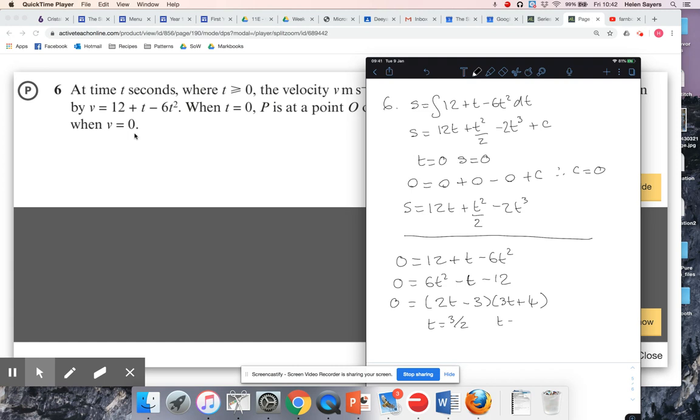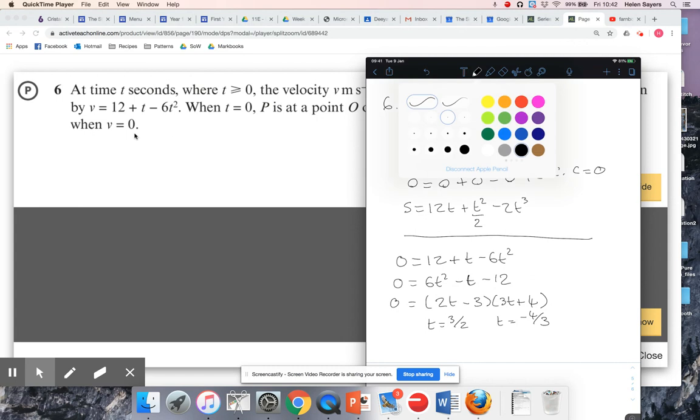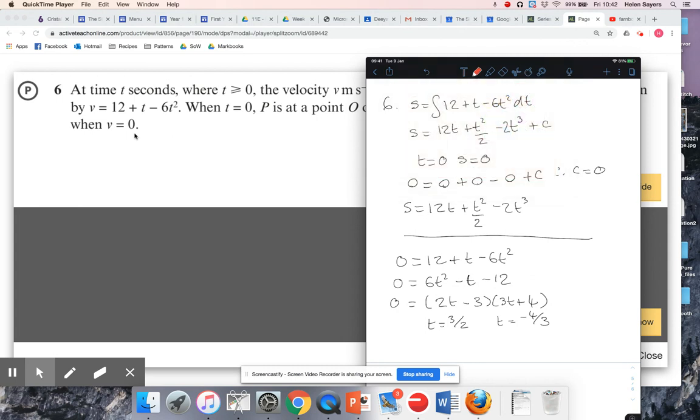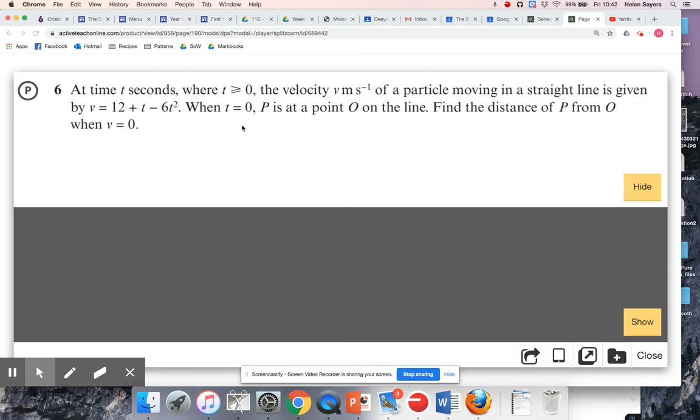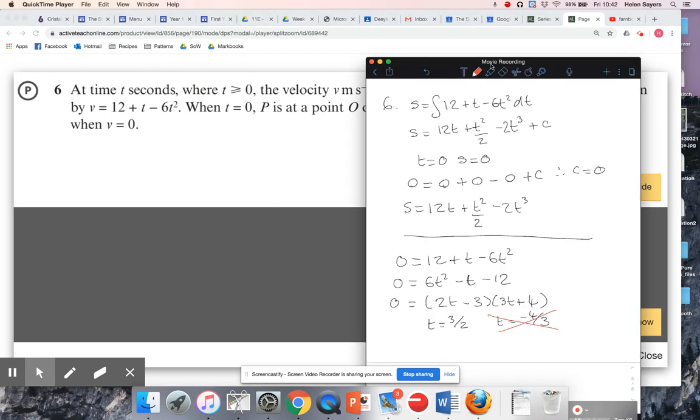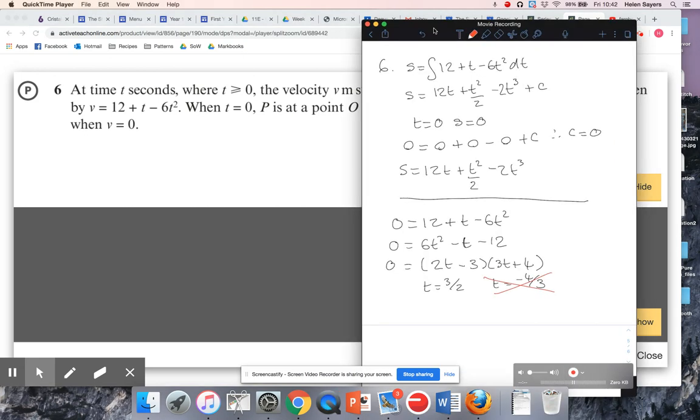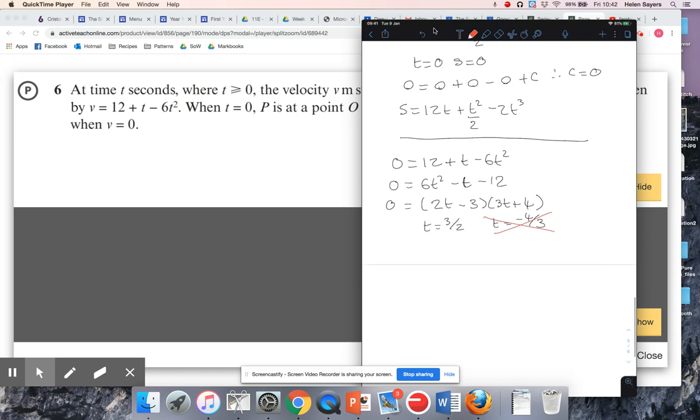So that gives me 2 values for t, and obviously one of them is not valid in the context of this question, because t can't be negative, and that's good because the question didn't seem to refer to 2 possible answers. It just said find the distance of P from the origin when the velocity is 0. So that's quite good that we've only ended up with 1 possible value of t.